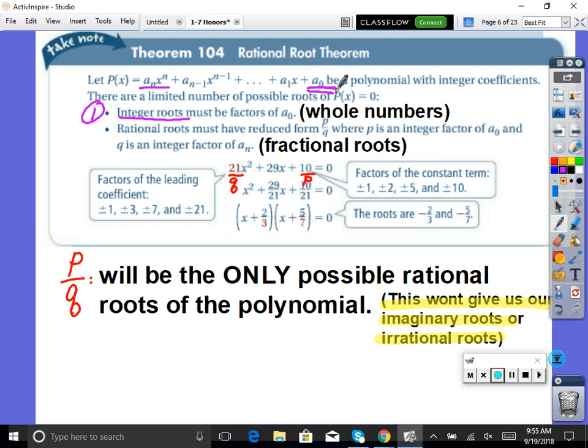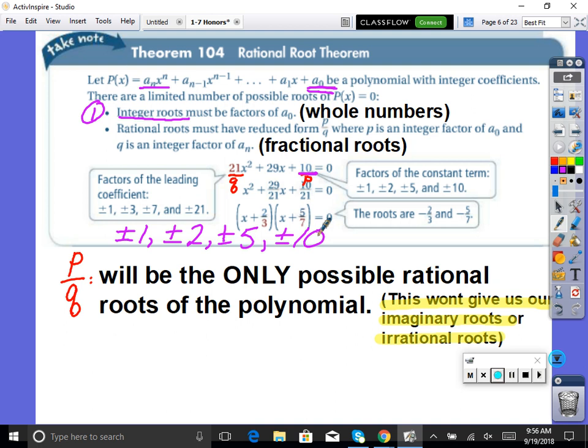So for example, look at this. 21x squared plus 29x plus 10 equals 0. If we were using this idea, this would be true. So right here is our constant, right? Any whole number solutions that this polynomial has will have to be factors of 10. So factors of 10 are plus and minus 1, plus and minus 2, plus and minus 5, plus and minus 10. You guys, if this polynomial has a whole number solution, it will be one of these values. Period, end of story. So do you see how that's a lot less? Guess and check. Still kind of a lot, but it's a lot less.